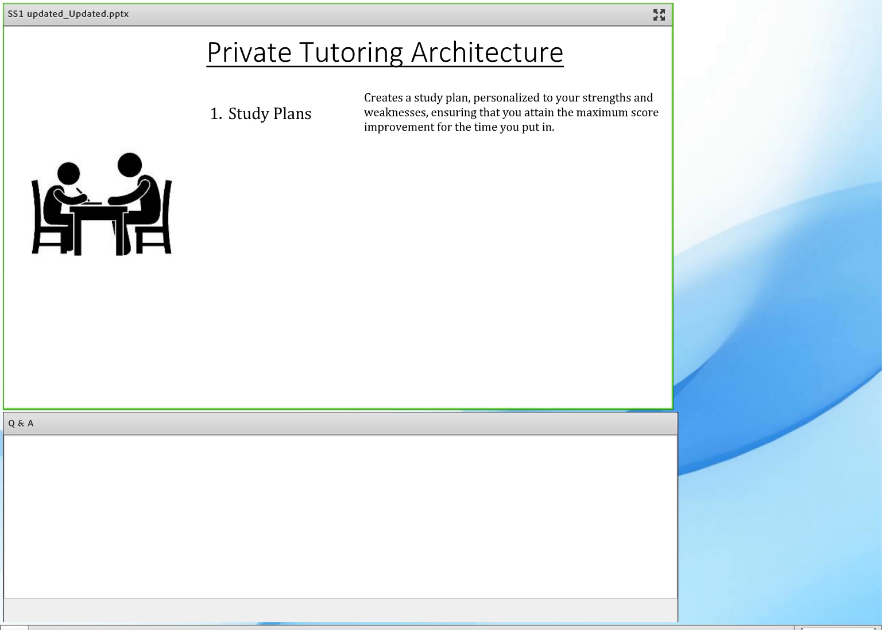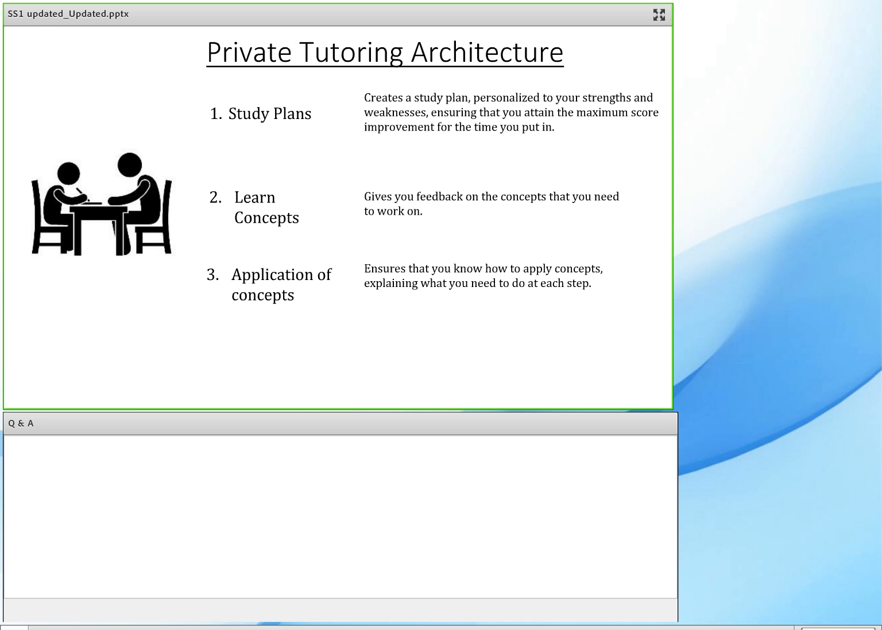Once you have that study plan, and creating that study plan is about a 2 to 3 hour exercise because it involves fairly exhaustive evaluation, a private tutor then starts teaching you concepts in the areas that you need to learn them. And while you're learning concepts, a private tutor would give you feedback on the areas that you still need to work on.